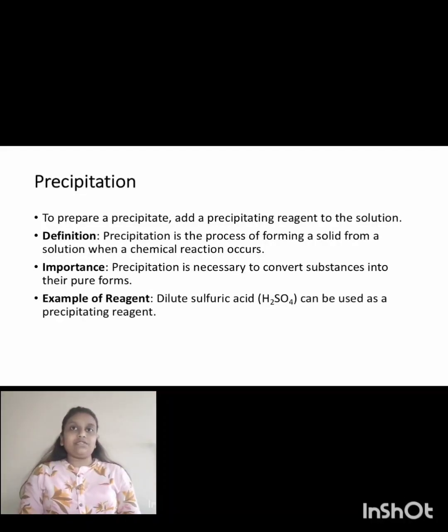The second step is precipitation. To prepare a precipitate, add a precipitating reagent to the solution. Precipitation is a process of forming a solid from a solution when a chemical reaction occurs. Precipitation is necessary to convert substances into their pure forms. For example, dilute sulfuric acid can be used as a precipitating reagent.